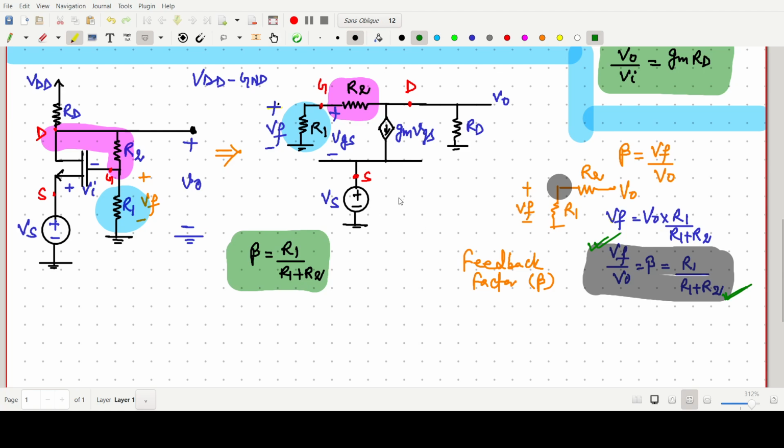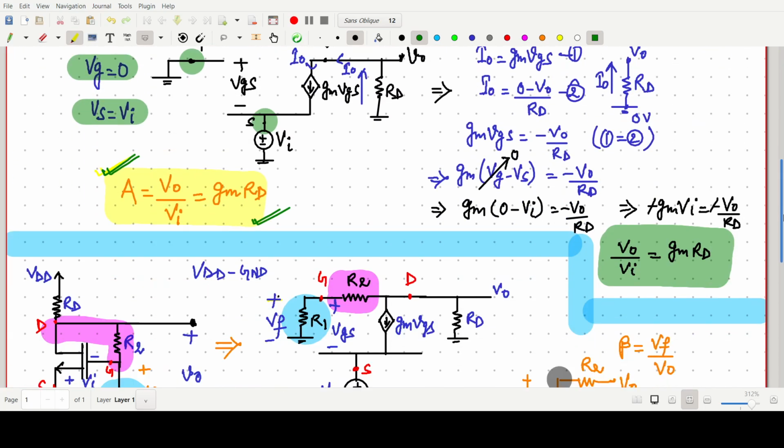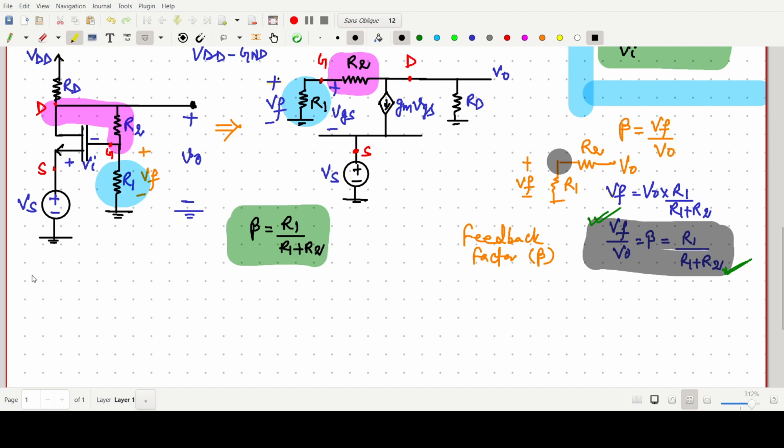Now we have to find the value of closed loop gain. In the question they are asking the value of closed loop gain. So I am writing here, closed loop gain we have to find, that is our AF. Now AF is V naught upon Vs, we have to find V naught upon Vs. So for this purpose, the same circuit we will use.